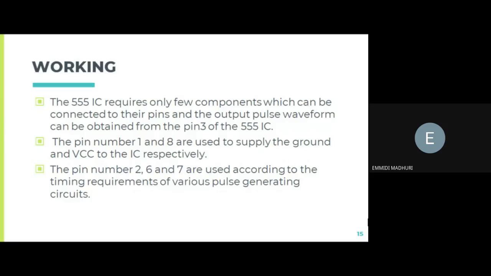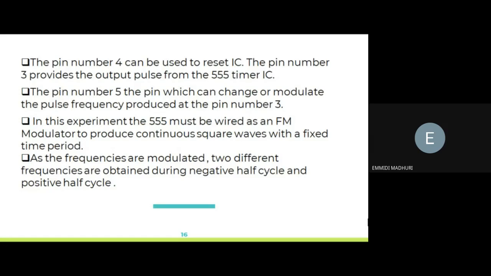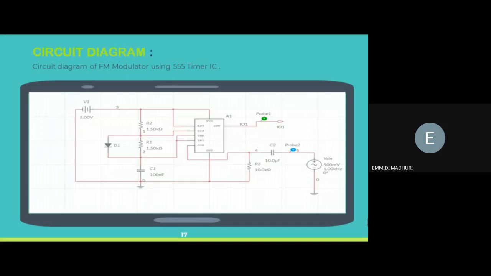Working. The 555 IC requires only a few components which can be connected to its pins, and the output pulse waveform can be obtained from pin 3 of the 555 IC timer. Pins 1 and 8 are used to supply the ground and VCC to the IC respectively. Pins 2, 6 and 7 are used according to the timing requirement of various pulse generating circuits. Pin 4 can be used to reset the IC. Pin 3 provides the output pulse from the 555 timer IC. Pin 5 is the pin which can change or modulate the pulse frequency produced at pin 3.